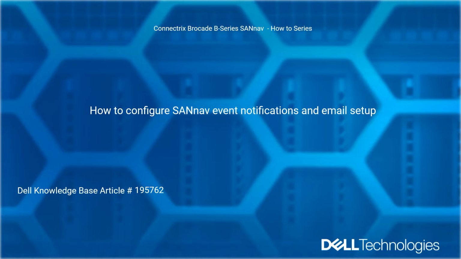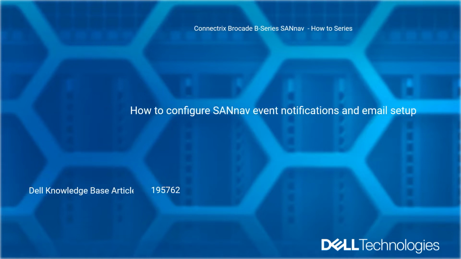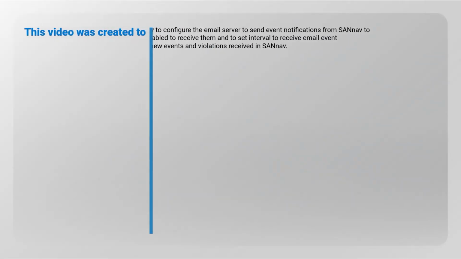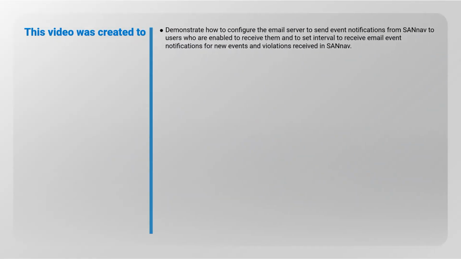Reference Dell Knowledge Article Number 195762. This video was created to demonstrate how to configure the email server to send event notifications from SANnav to users who are enabled to receive them, and to set the interval to receive email event notifications for new events and violations received in SANnav.